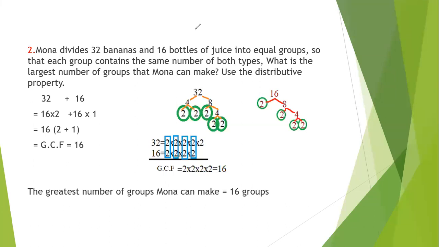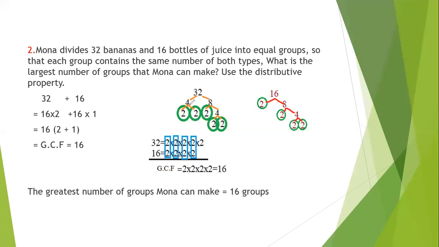Let's solve another example. Mona divides 32 bananas and 16 bottles of juice into equal groups so that each group contains the same number of both types. What is the largest number of groups that Mona can make? Use the distributive property. Okay, first let's get the factors of 32 and 16.